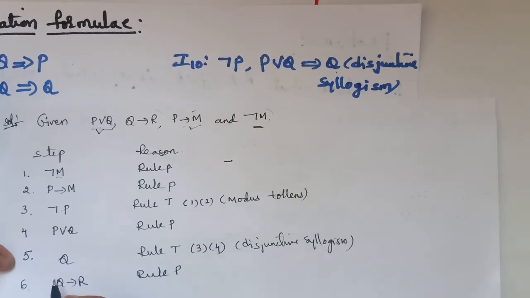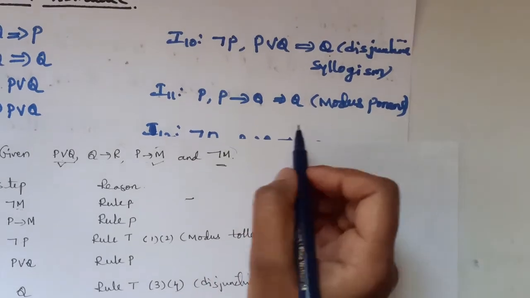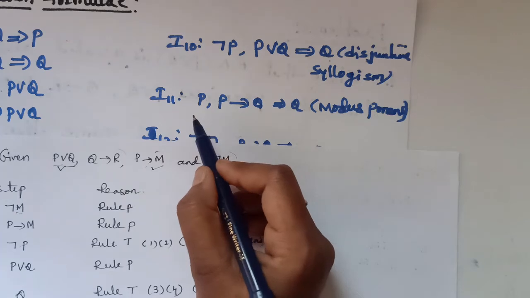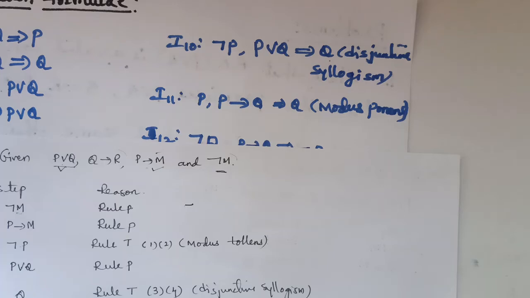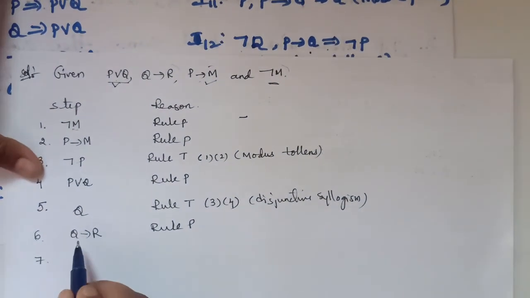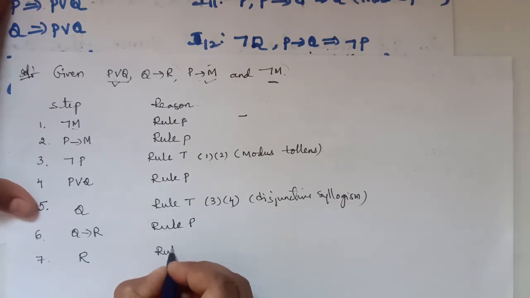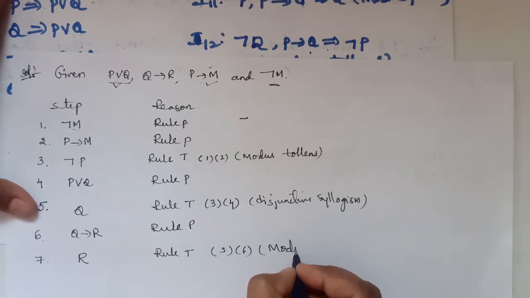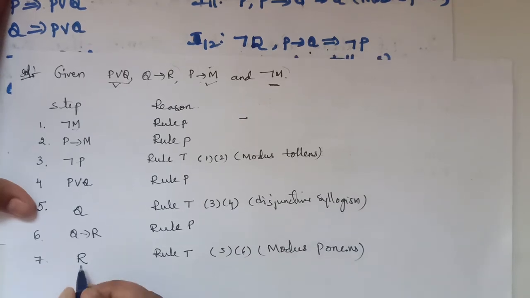So in the next step, from these two premises, can we derive one more premise? Yes, using modus ponens. Look at this implication I11: P, comma, P conditional Q implies Q. Here Q, comma, Q conditional R implies R. So this is rule T from 5, 6 using modus ponens. Using modus ponens we got this R.